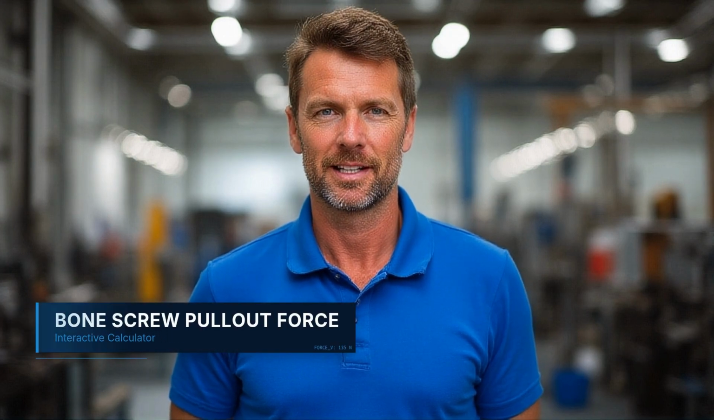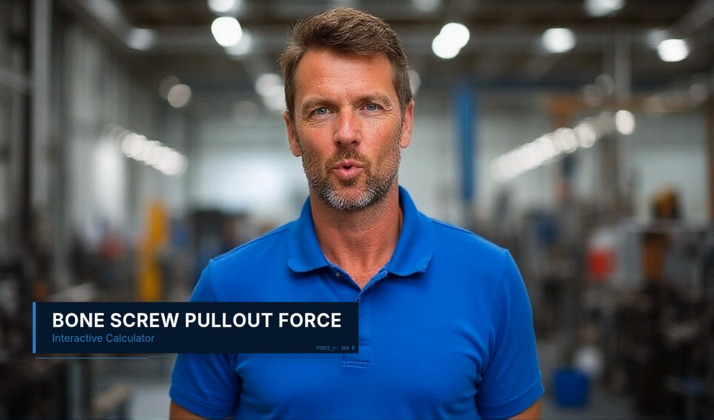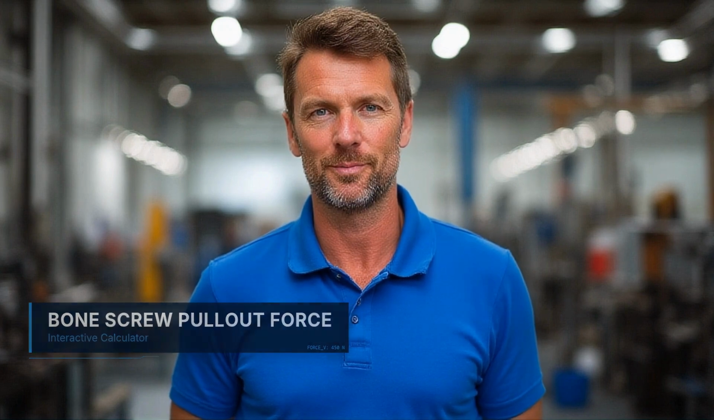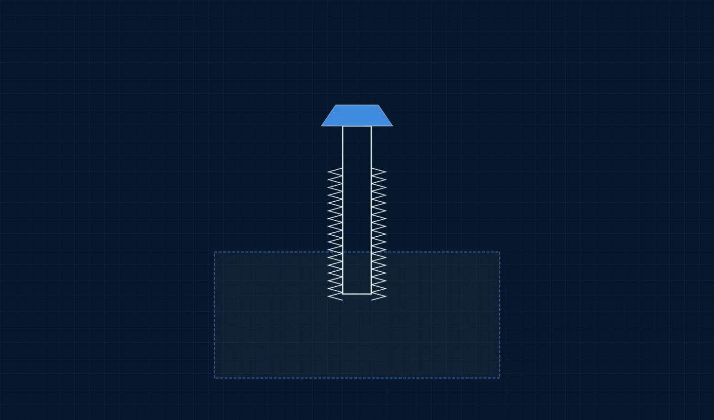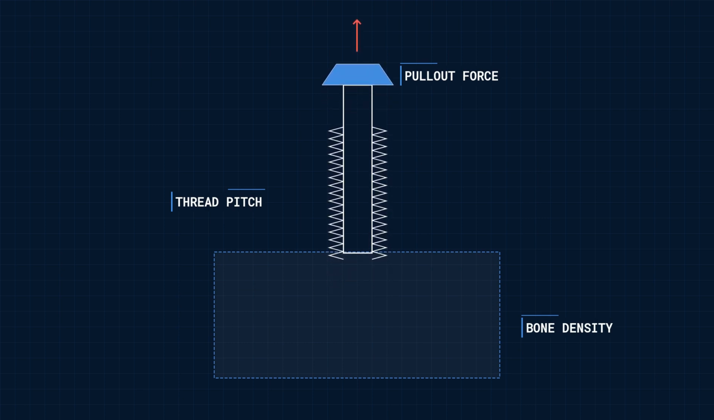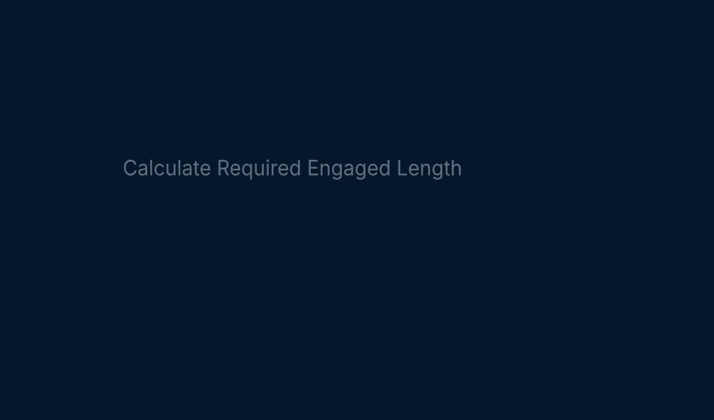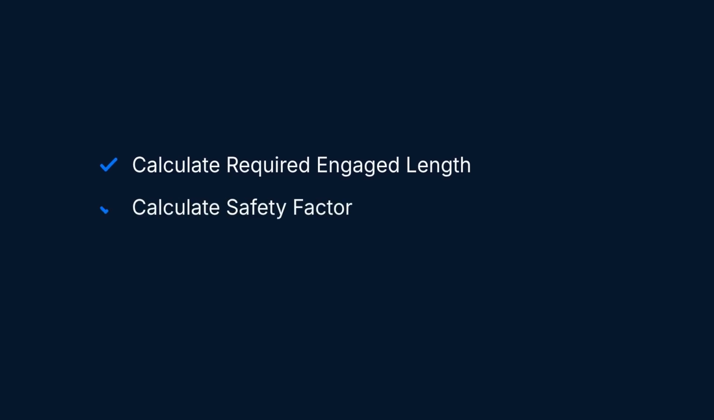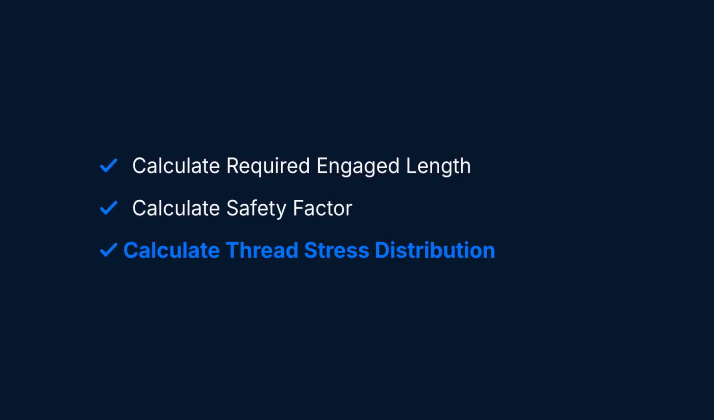This is the bone screw pullout force interactive calculator, which determines the maximum force required to pull a screw out of bone tissue. Let's look at the inputs. First, we select our calculation mode from 6 options. Calculate pullout force, calculate required bone density, calculate required outer diameter, calculate required engaged length, calculate safety factor, or calculate thread stress distribution. For this demo, I'm using calculate pullout force.